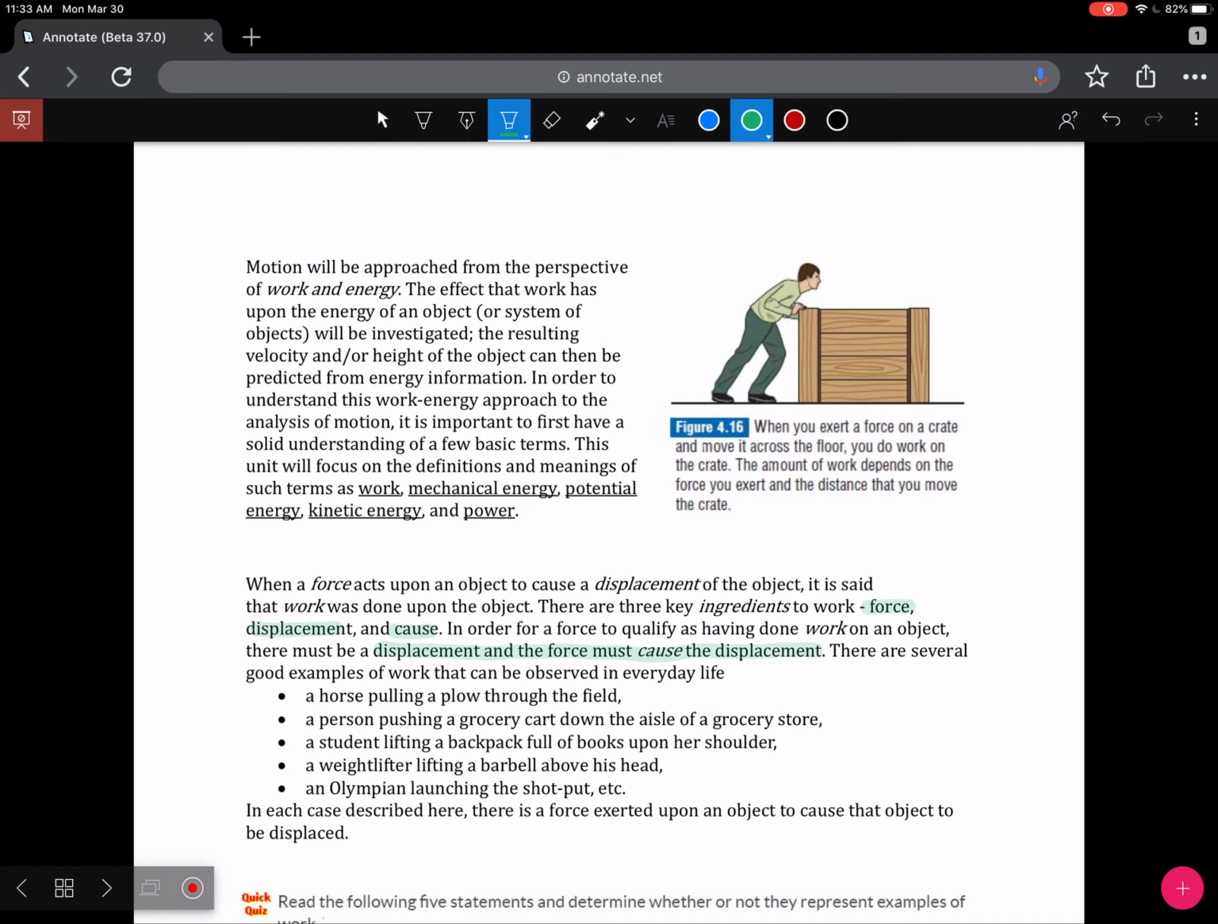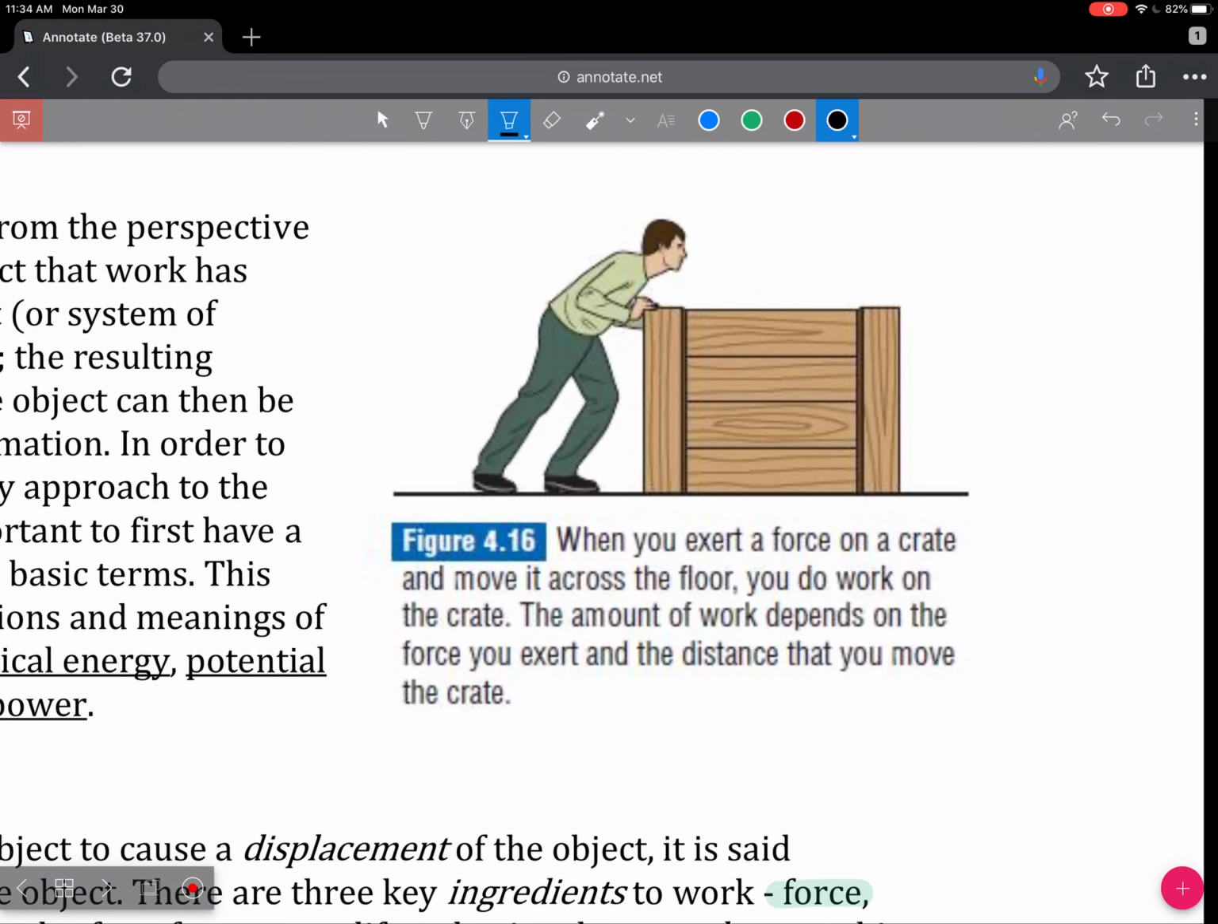There are several good examples of work that can be observed in everyday life. So let's take a look at this man pushing a box. There is a force that's acting down on the object, right? This is that force of gravity. There is an equal and opposite force acting from the floor. That's that normal force that we talked about. And then there's this applied force by the man pushing the crate.